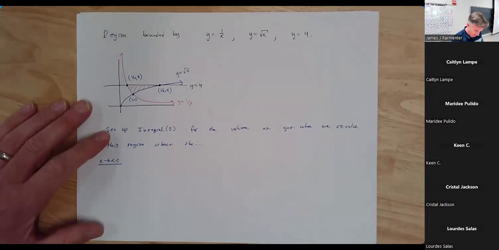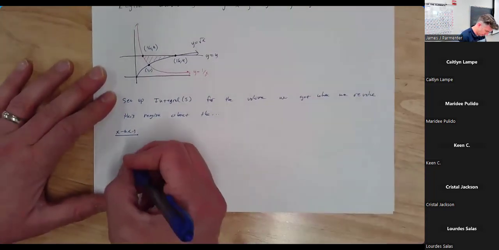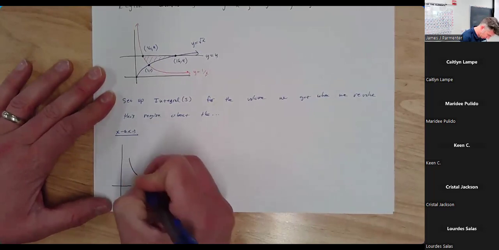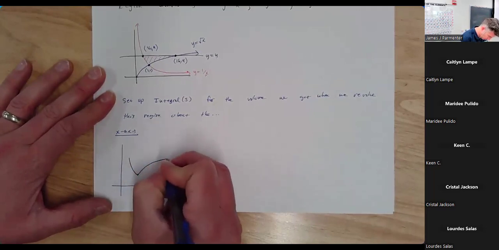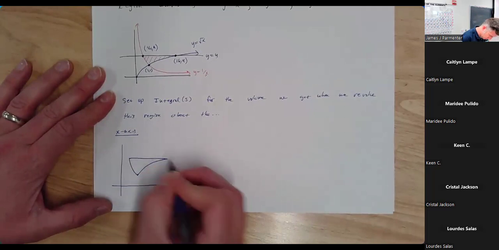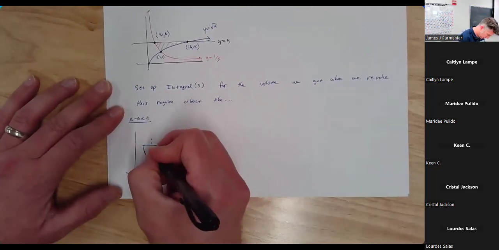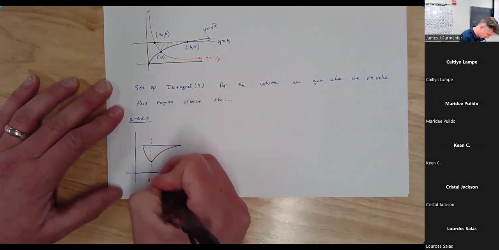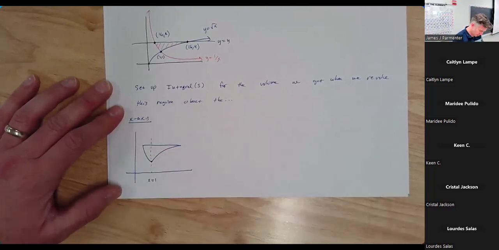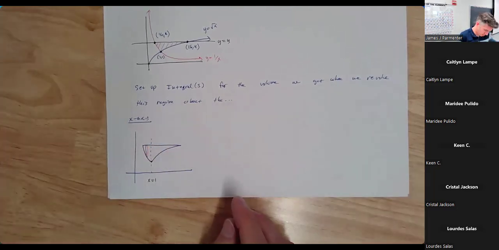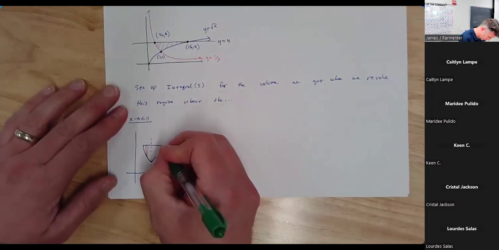So let me draw this region a little bit larger just so we can get a better bead on it here. Here's my region just kind of drawn largely. So we have to break it up right there at x equal to 1. So here's our strip for this section. And here is our strip for this section.